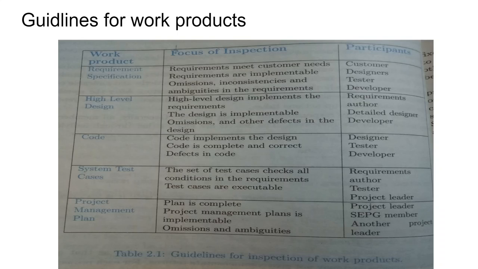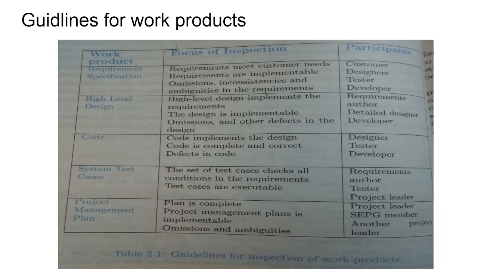So, guidelines for work products. Work product here is nothing but the software. So there are a few things like guidelines for work products. That is, requirement specification is the first work product. For that, requirements should meet the customer needs. Requirements are implementable. Omissions, inconsistencies and ambiguities in the requirements, all this is the focus of inspection. And the participants are customers, designers, testers and developers.